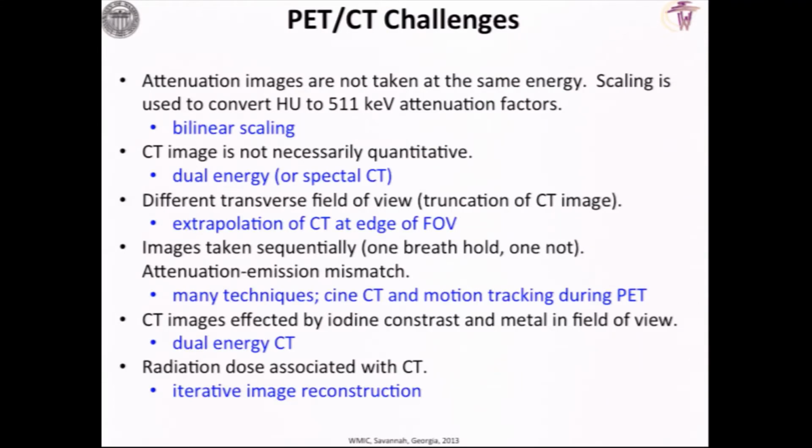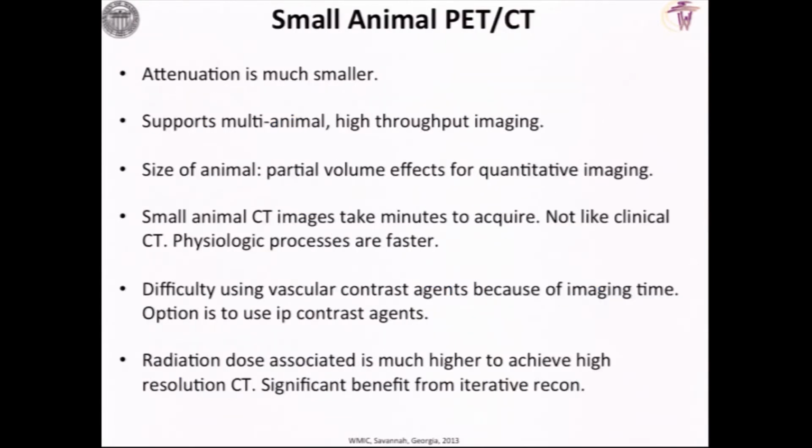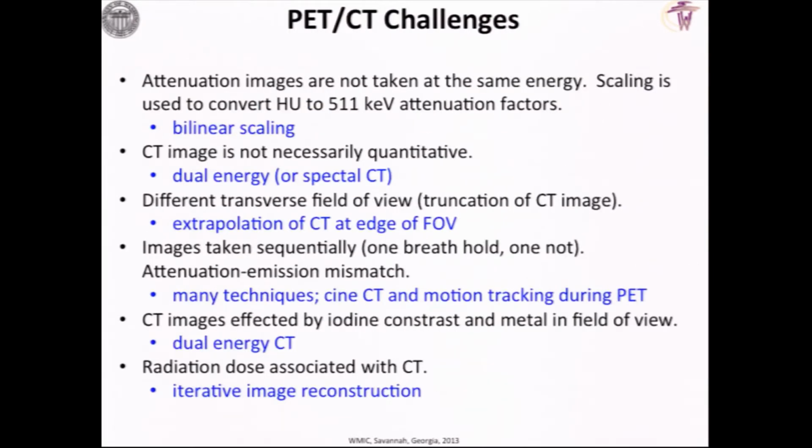I'm just going to go over this quickly because I want to focus more on preclinical stuff, but basically there are things that have been done to address each of these issues, or things that people are working on. For the first one, you can use bilinear scaling to deal with the fact that the CT numbers are different than the PET attenuation factors, and that works pretty well.